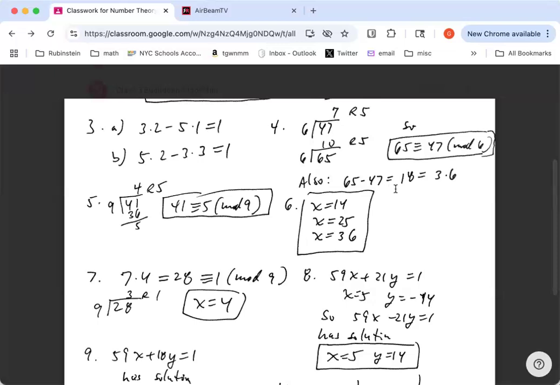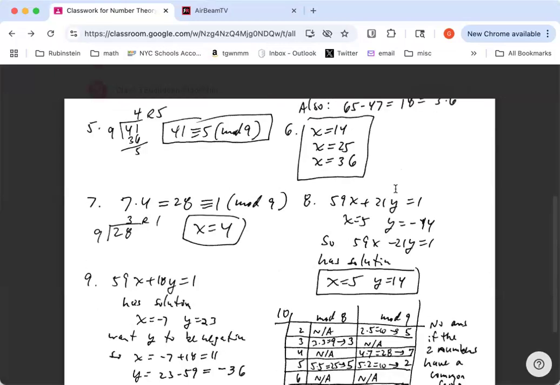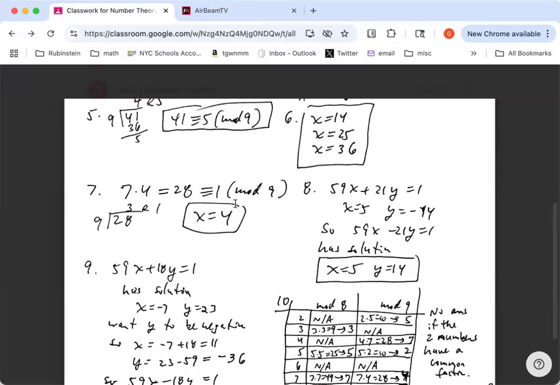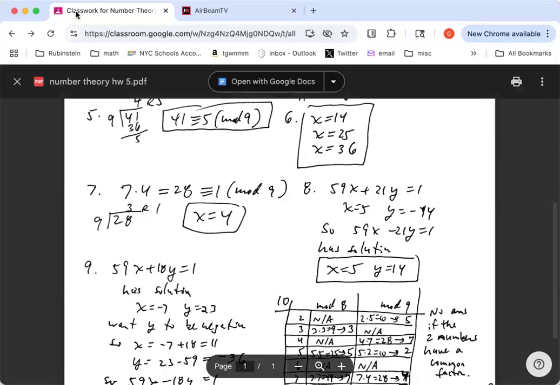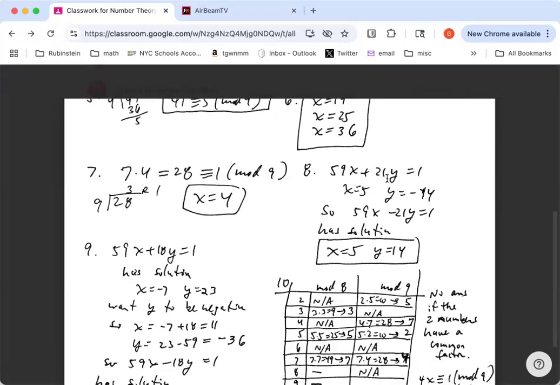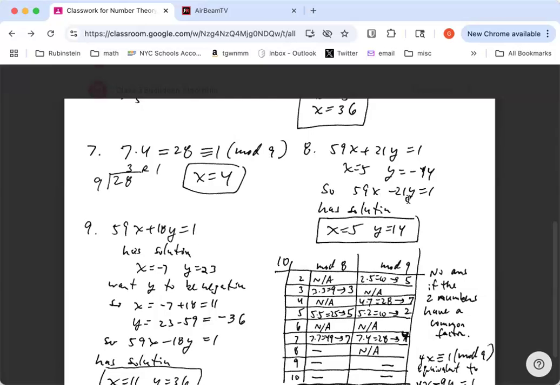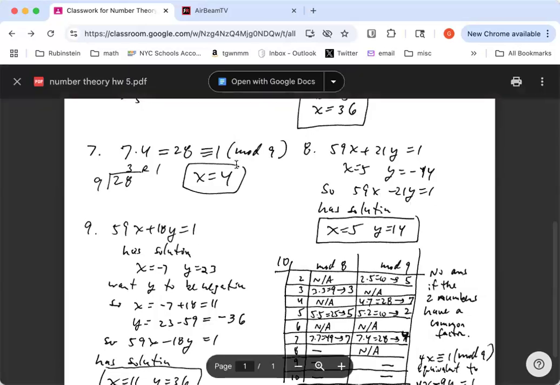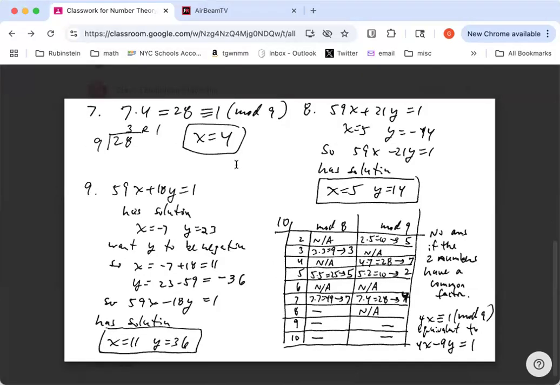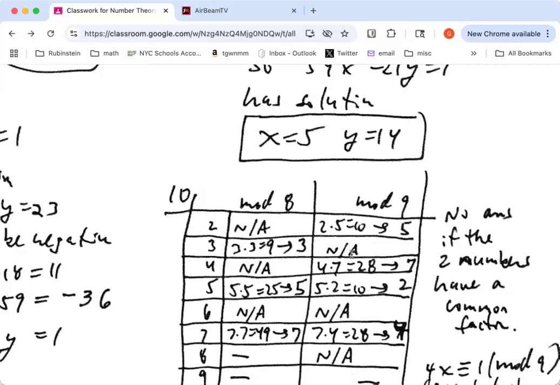Number 6, 14, 25, and 36. Number 7, this was trial and error. The only method we had for a question like number 7 at this point was trial and error. Number 8, I hope you found use of that chart maker. We got 5 and 14 for the answer. For number 8, we didn't have to change the answer because the y became negative. But for number 9, the y didn't become negative, so we had to subtract 59 from it and add 18 to the x to get 11 and 36. And then for number 10, some of these were impossible.